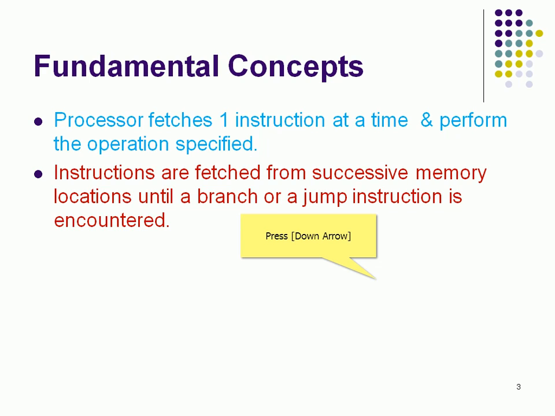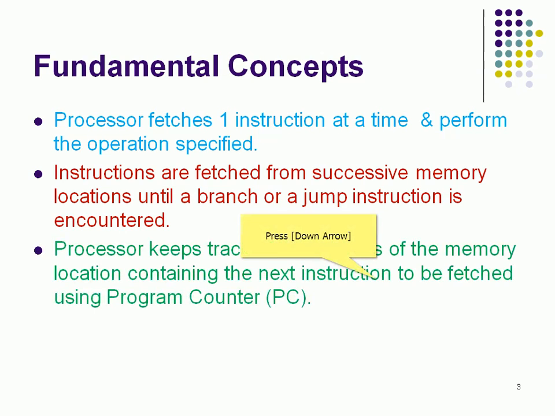Wherever a branch or jump instruction is encountered, the program counter, PC, has to load the target address of that branch or jump instruction, where it resides in the program. If not, the normal flow continues, successively accessing instructions in successive memory locations. The processor keeps track of the address of the memory location containing the next instruction to be fetched using a program counter.